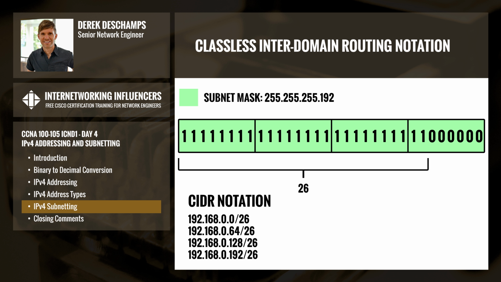The four new subnets could then be written as 192.168.0.0/26, 192.168.0.64/26, 192.168.0.128/26, and 192.168.0.192/26. This way of expressing a network is called classless interdomain routing, or CIDR notation.